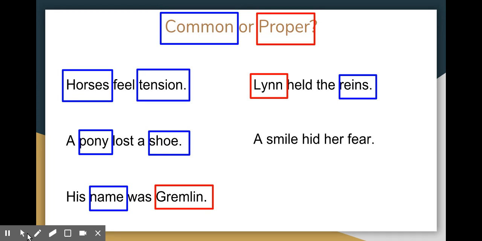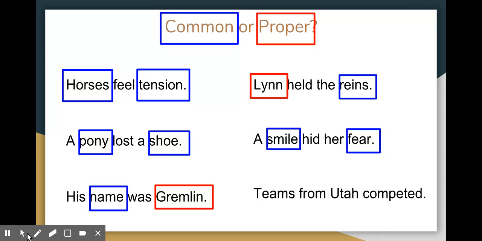A smile hid her fear. Try this one. Go ahead and pause. Okay, we have 2 in this one as well. Smile, you should have marked as common. And then fear is a common idea. One more. Teams from Utah competed. Go ahead and pause.